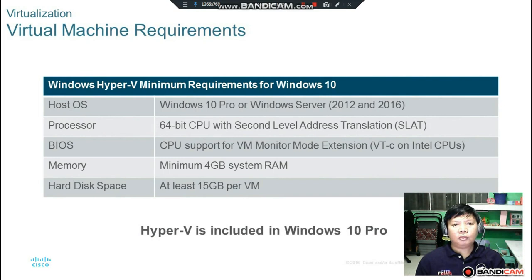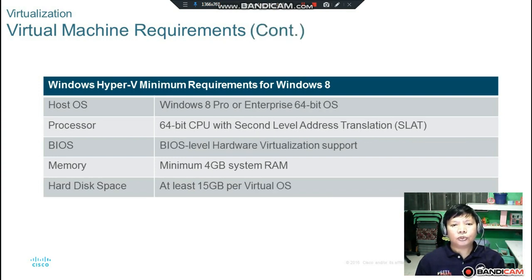Virtual machine requirements: Windows Hyper-V and minimum requirements for Windows 10. Host OS, Windows 10 Pro or Windows Server 2012 and 2016. Processor, 64-bit CPU with second level address translation, or SLAT. BIOS, CPU support for VM monitor mode extension. Memory, minimum 4GB system RAM. Hard disk space, at least 15GB per VM. Host OS, Windows 8 Pro or Enterprise 64-bit OS. Processor, 64-bit CPU with second level address translation. BIOS, BIOS level hardware virtualization support. Memory, minimum 4GB system RAM. Hard disk space, at least 15GB per virtual OS.